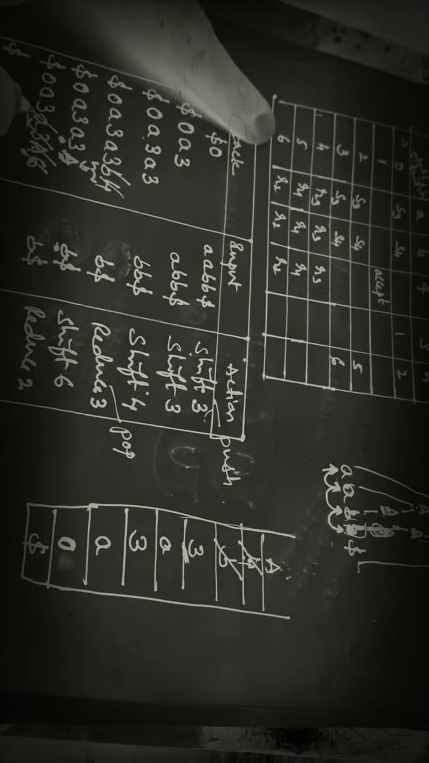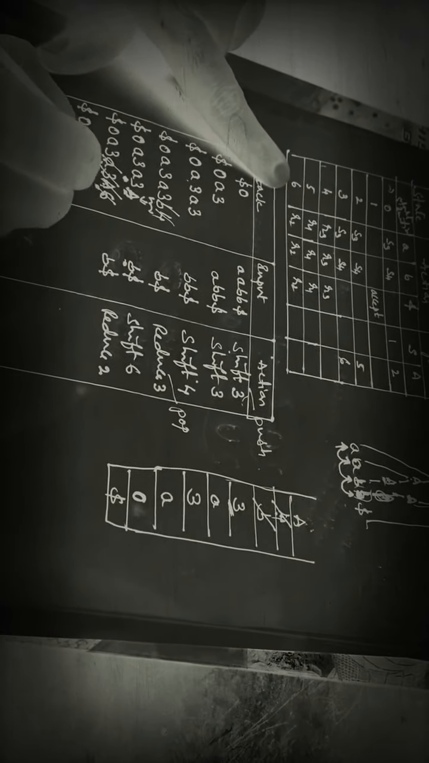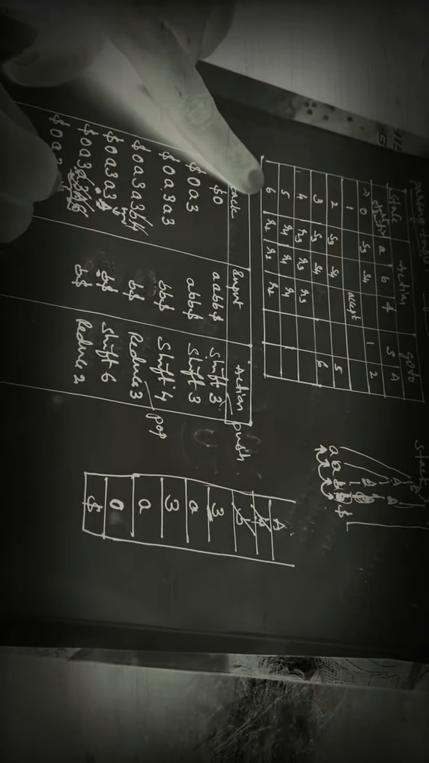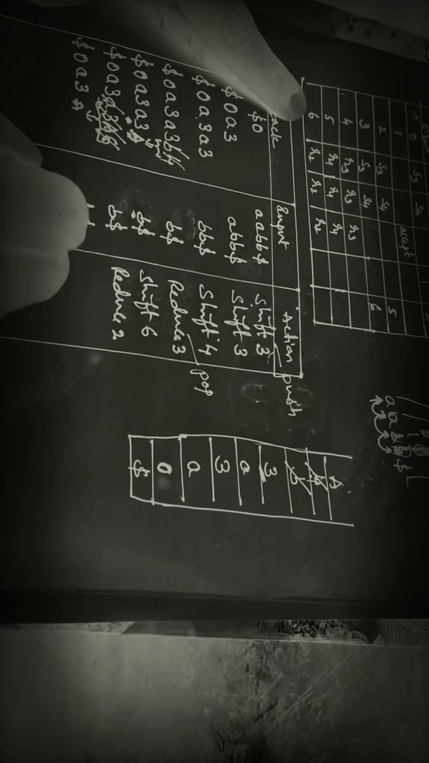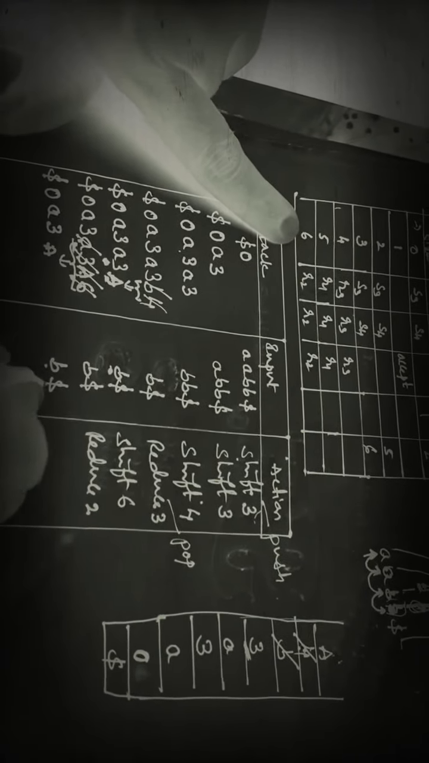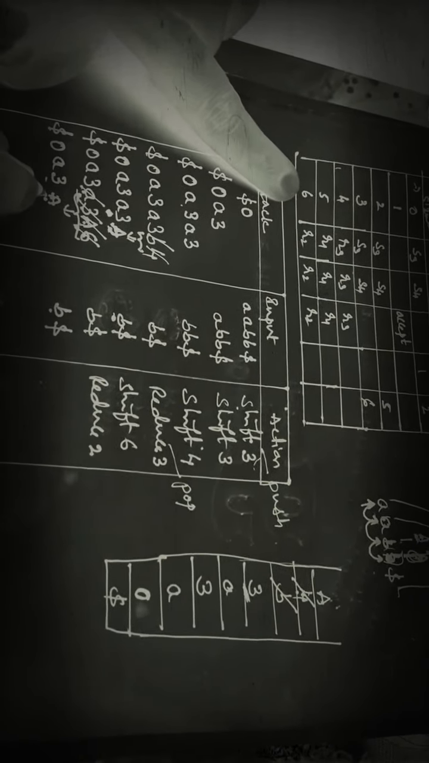Okay. So when it eliminates this, then it should be replaced by what? Left side variable. That is $0 A3, and these 4 elements will be reduced by A. So now the input tape contains only B $. Okay. So now 3 on input symbol a.